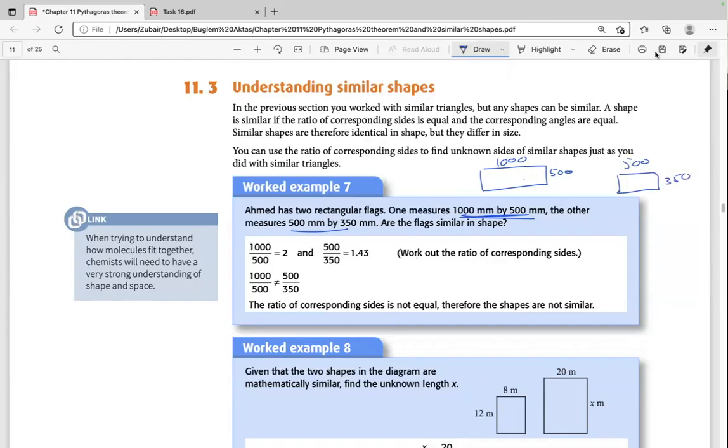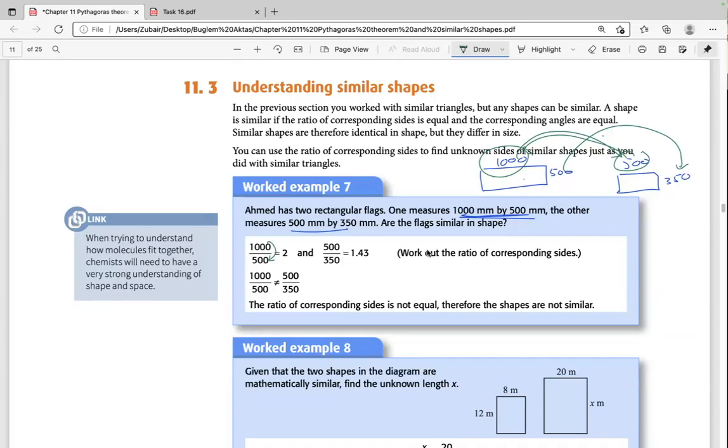Without any working, I can clearly see that the ratios are not the same. This is half of that, but this is not half. If it would have been 250, then they were similar. So you see a relation between 1000 and this 500, that it is twice.